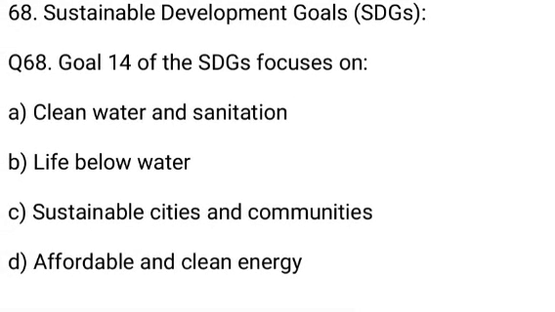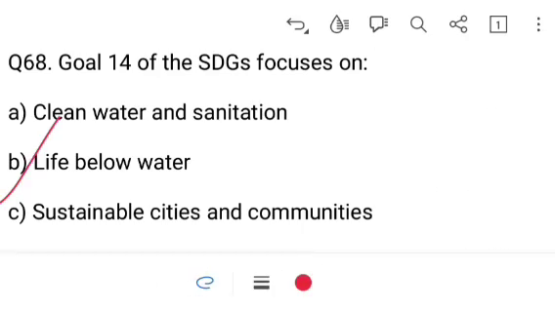Next, Sustainable Development Goals, SDGs. Goal 14 of the SDGs focuses on what? Clean water and sanitation, life below water, sustainable cities and communities, affordable and clean energy. It will be life below water.